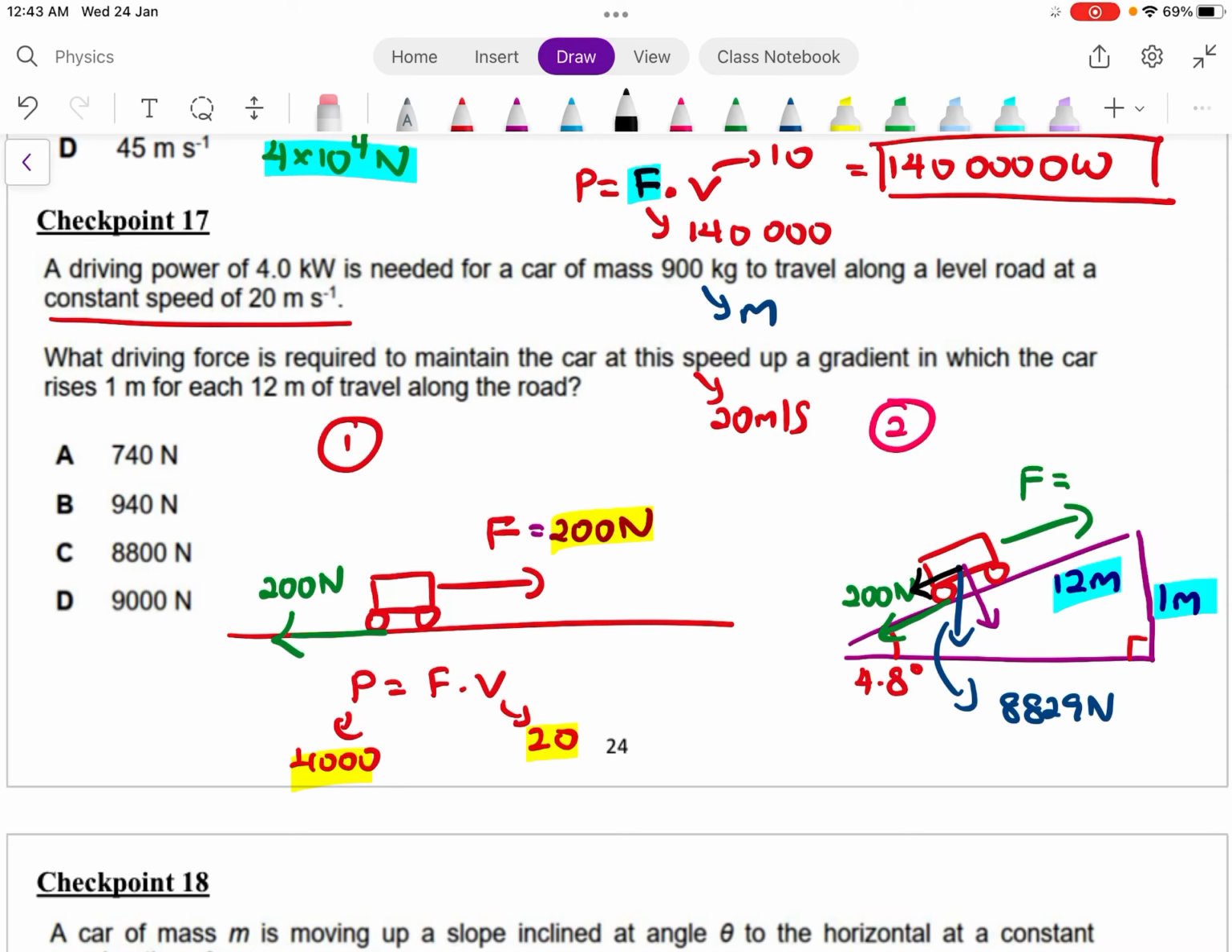So always remember, our weight component must be the hypotenuse. So this 8829 Newton is the hypotenuse. Then I want the parallel component, the black color arrow. This black color arrow will be your opposite. And of course, don't forget, there's one angle right here. This angle is 4.8 degrees. Always remember, the angle between the purple arrow and the hypotenuse will always be the 4.8 degrees. So with this, I simply calculate what my black color arrow is, the parallel component to the slope.